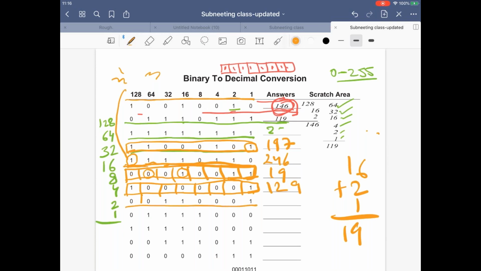So here, 32 plus 16. How much? 48 plus 1. This is 49. Got my point? Simple? Yes.